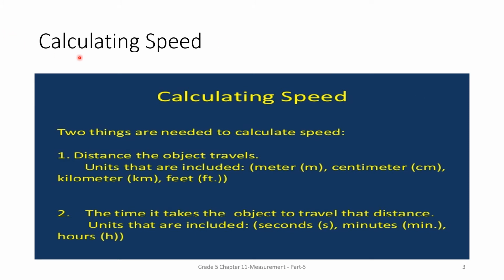So scholars, for calculating speed, two things are needed which are very important, that is distance and time. Distance the object travels, and the time it takes the object to travel that distance. And what are the units for distance? Meter, centimeter, kilometer and feet. And what are the units for time? Second, minutes and hours. So for calculating speed, two terms are necessary: first is distance and second is time. Now scholars, we will see the formula for calculating speed.